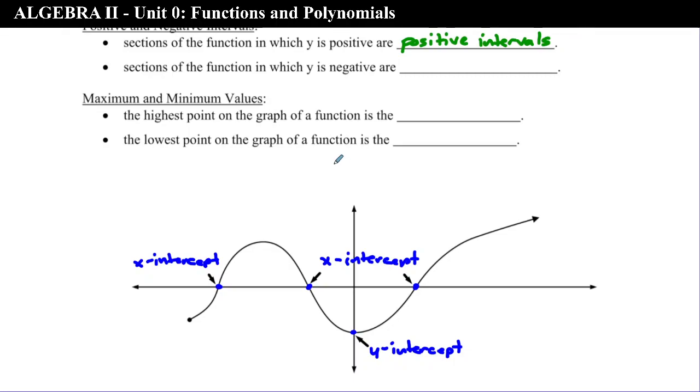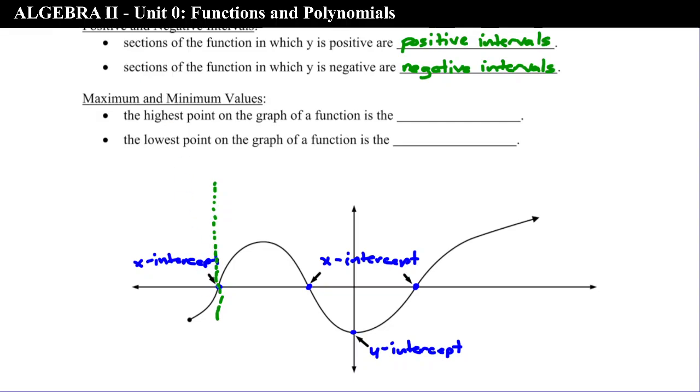Sections of the function in which y is negative are your negative intervals. These are parts of your function that are below the x-axis. Okay, so here we are. Let's start on the left-hand side of our function and go from left to right along the function. We're below the x-axis, so we're starting negative. As we travel along, once we get to this x-intercept here, we are no longer negative and we start going positive.